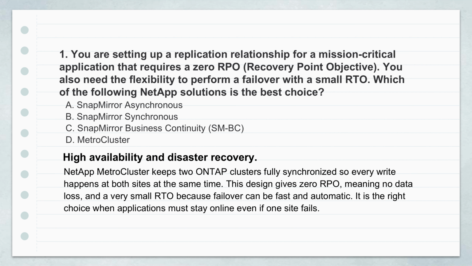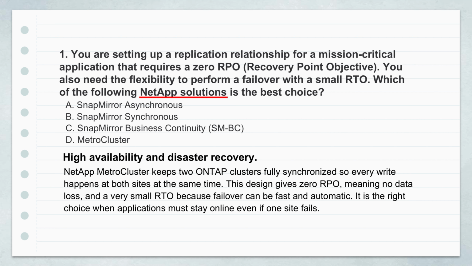Imagine you've got this absolutely critical application, something that just cannot go down, ever, not for a second. It needs what they call a zero recovery point objective, or RPO. That means absolutely zero data loss tolerance, none. And you also need the ability for a super fast failover, a really, really small recovery time objective, RTO. So the question is, which NetApp ONTAP solution is hands down the best choice for demands like that?